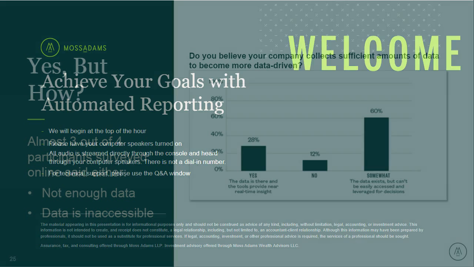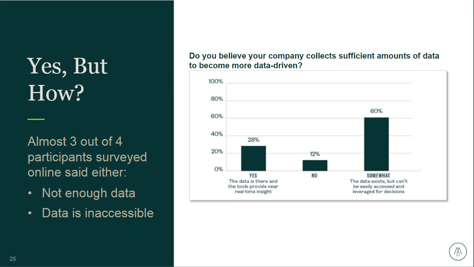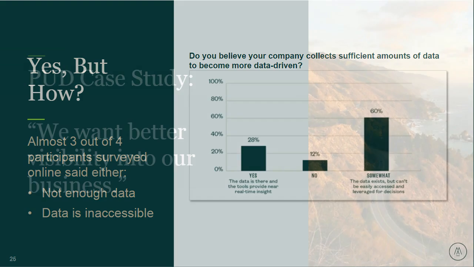And what we saw in that was very similar to today: about a third of people have tools and they're satisfied with them. Essentially, they're able to get the insight they need, which is really good. But the other two-thirds, almost three-quarters in the case of this particular survey, are saying that either they don't think they're collecting enough data or that the data isn't accessible. And this is really what led us to the PUD that we did this case study with.